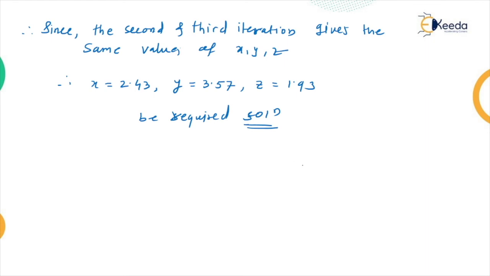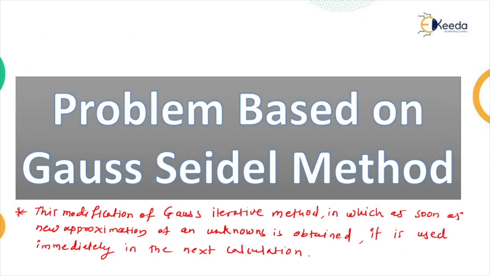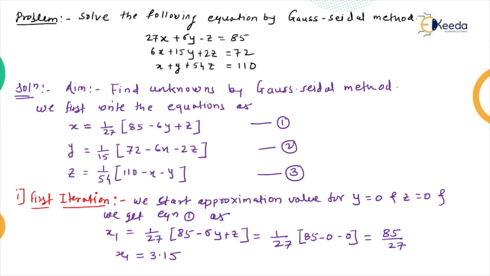I hope you understand this Gauss Seidel method, how to take the iterations and where to stop. Once again, I repeat these iterations. We discussed problems on the Gauss Seidel method. The problem is given to you, and your aim is to find the values of the unknowns by the Gauss Seidel method. You have to write the equations in the form x equal to, y equal to, z equal to, to calculate the values of the unknowns.